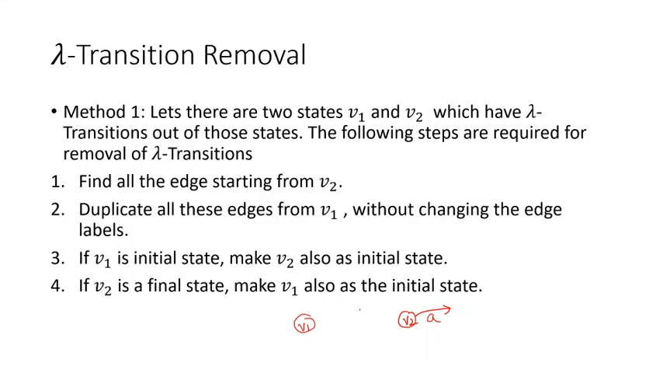From V1, suppose there is a lambda transition here, and I have to remove this lambda transition. So I have to copy this edge to V1. Suppose it is going to some state Q. So we have to copy this edge with label A.